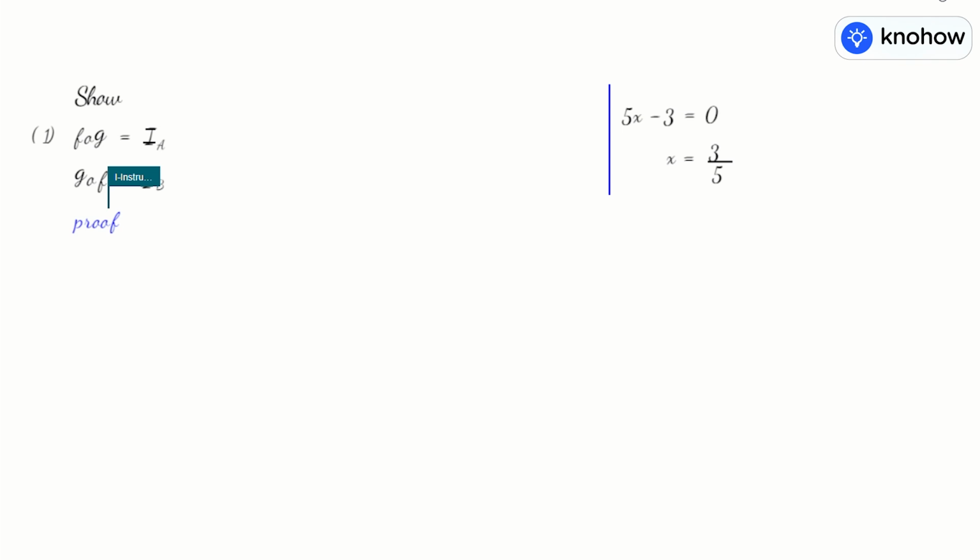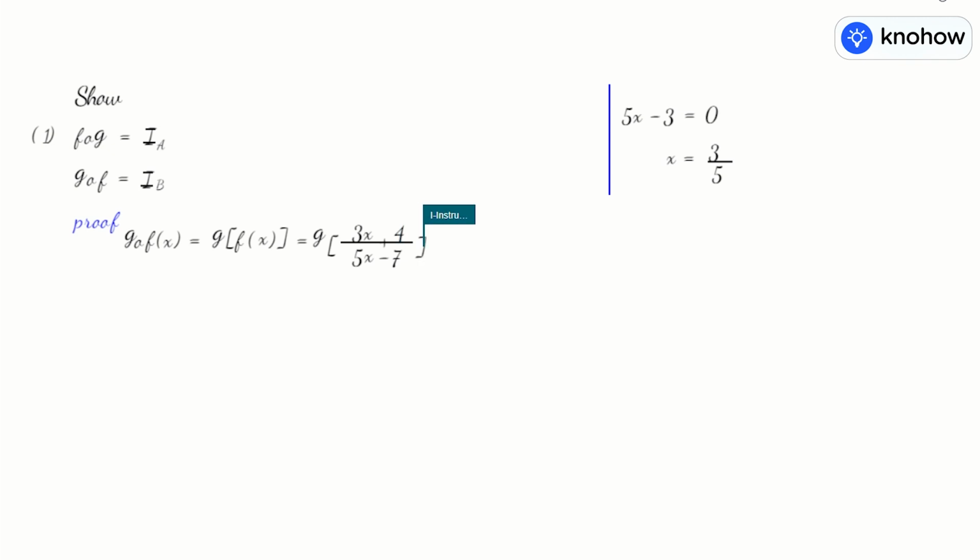GOF of x. Now GOF of x, what do you mean by GOF of x? As I have just defined, it means G of f(x). You simply apply the definition. What is the definition of function f(x)? f(x) is defined as (3x plus 4) over (5x minus 7). This is f(x).